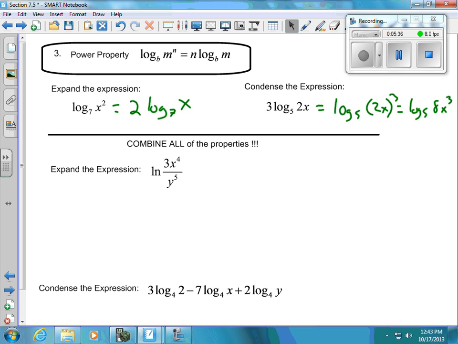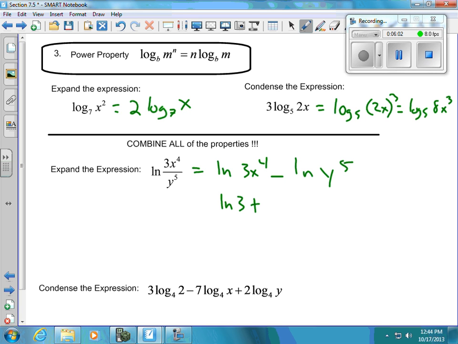Natural log of 3x to the fourth over y to the fifth. Well, let's see this division sign. I like to get rid of that first. So I'm going to do natural log of 3x to the fourth minus the natural log of y to the fifth. I can then separate the 3x and the 4 by using the product rule.